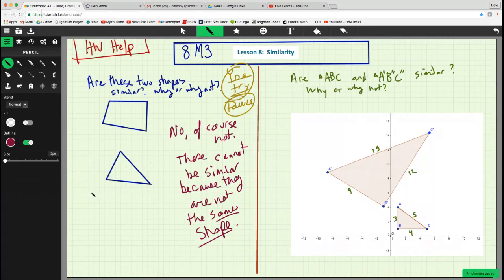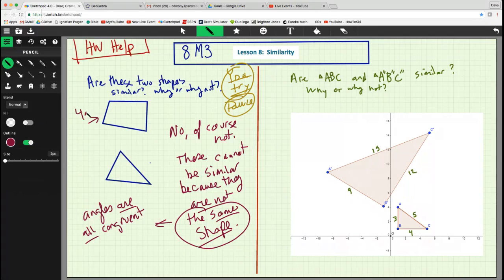How do we know that? It's because to be the same shape means that the angles are all congruent. Well, here we have 4 angles, and here we have 3 angles. So if we have, right, 1, 2, 3, 4, and here we have 1, 2, 3. So these cannot be the same shape. They have a different number of vertices. The angles are not congruent. So no, they are not similar.